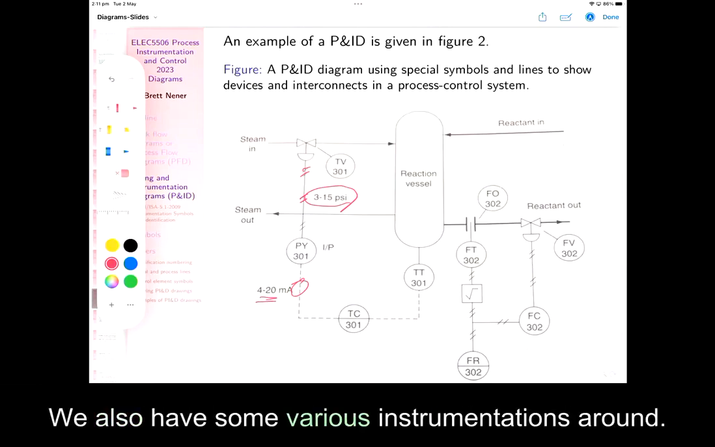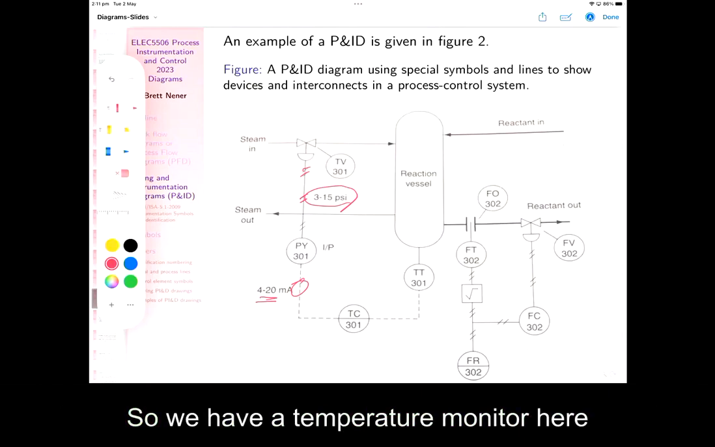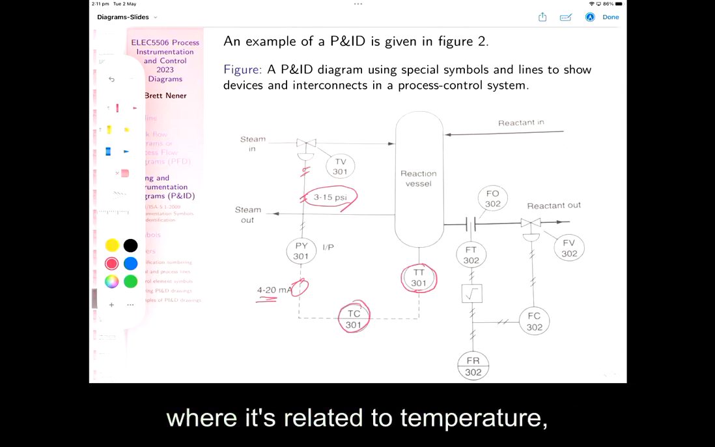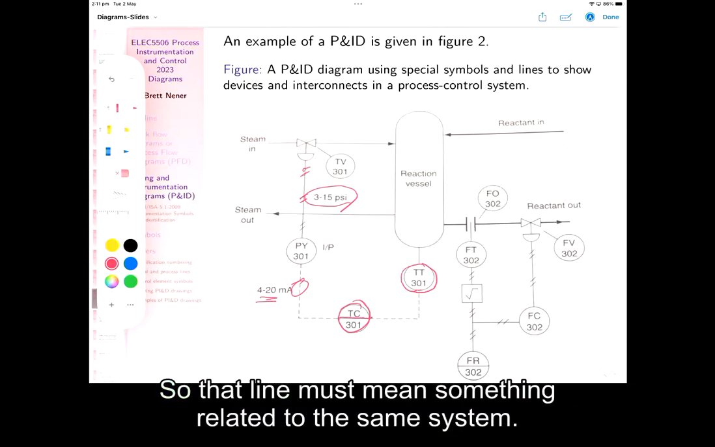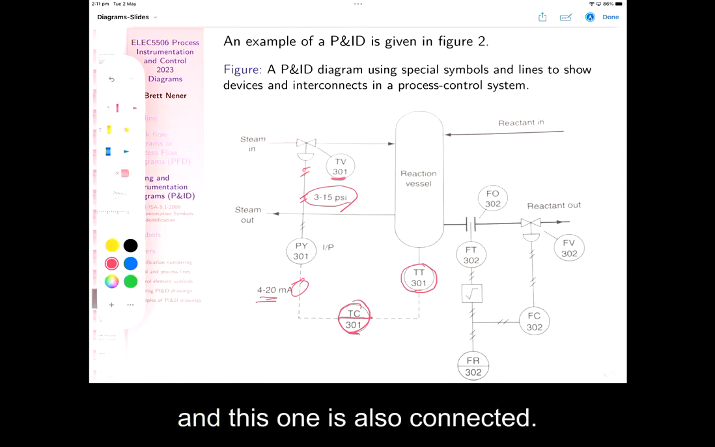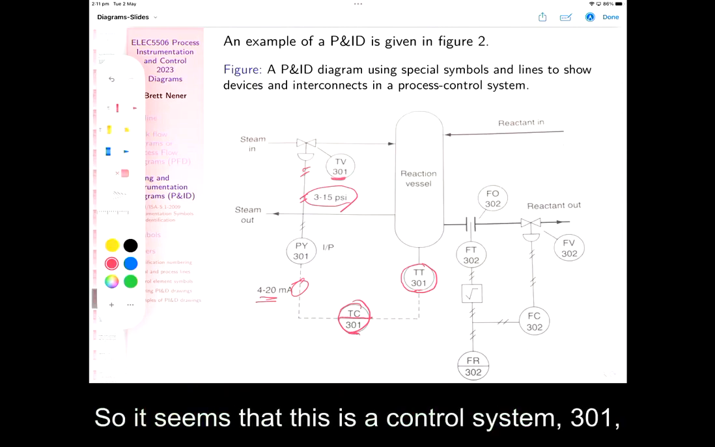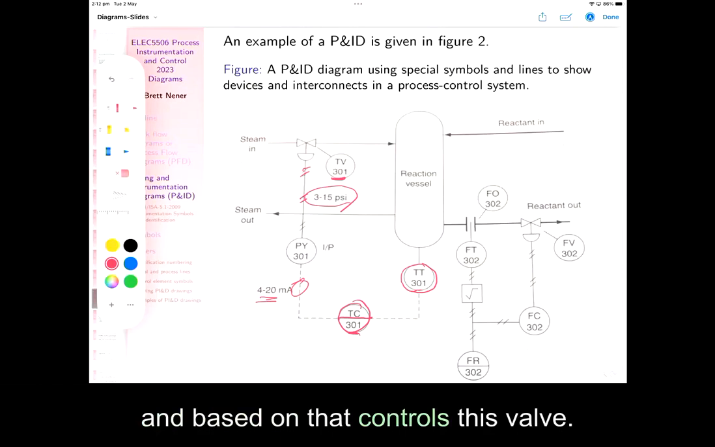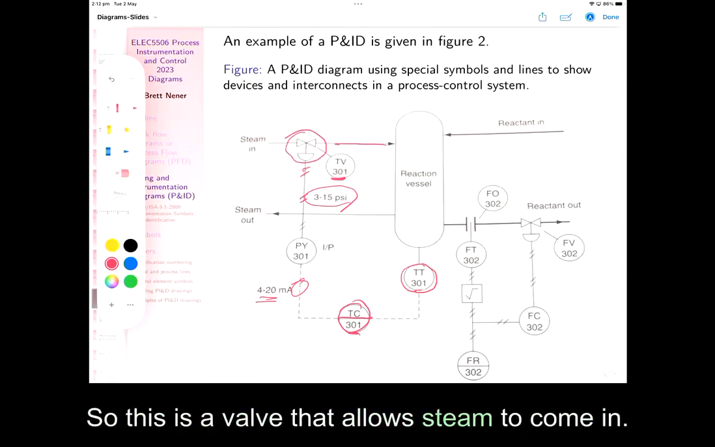We also have some various instrumentation around, so we have a temperature monitor here, and it's given a number, 301, compared to this one, where it's related to temperature, but we have a line through it, so that line must mean something related to the same system, and this one is also connected. So it seems that this is a control system, 301, somehow picks up information from the reaction vessel, and based on that controls this valve, so this is a valve, and allows steam to come in.